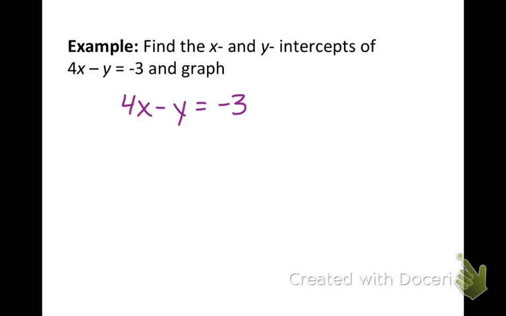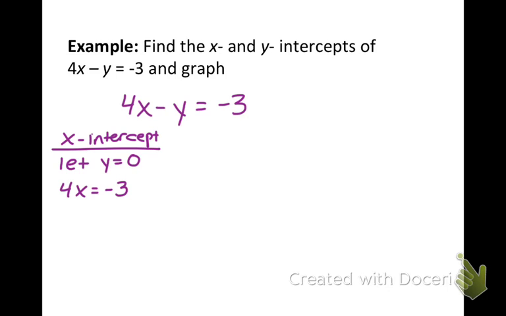Okay, so let's find the x-intercept first. So I'm just going to organize myself here, x-intercept. So when you are finding your x-intercept, you let your y equal 0, which means it goes away, right? So if I plug in 0 for y, I am left with 4x equals negative 3. So my x-intercept would be at x equals negative 3/4. How do I write that as an ordered pair?